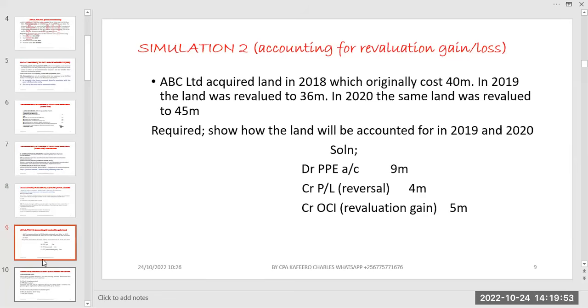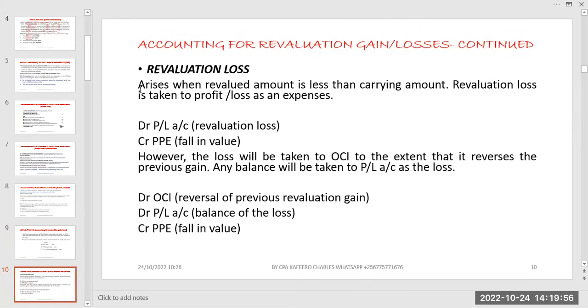Let me first talk about the accounting for revaluation losses. These losses arise as a result of the carrying amount being more than the revalued amount, or where the revalued amount is less than the carrying amount. From there, we have a revaluation loss. But for this revaluation loss, we can't create a revaluation loss account, no. We take that item to the profit and loss.